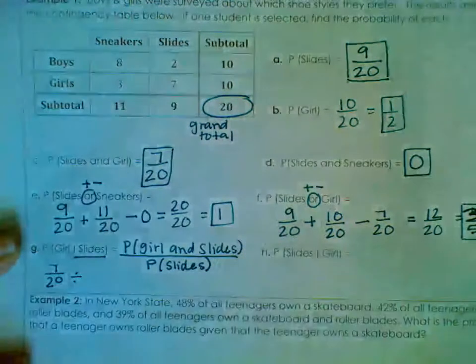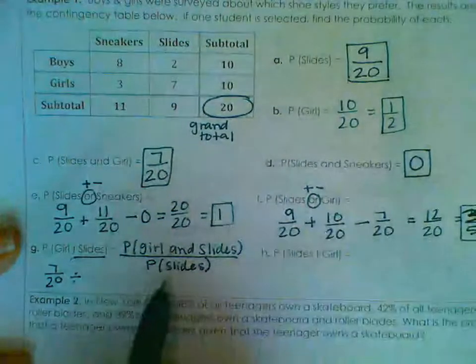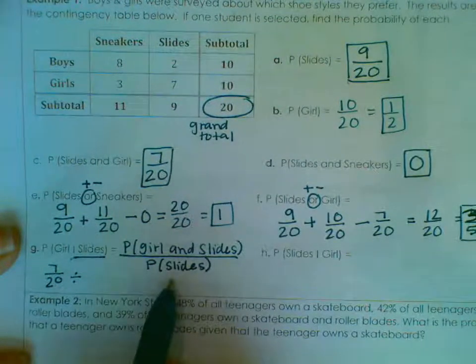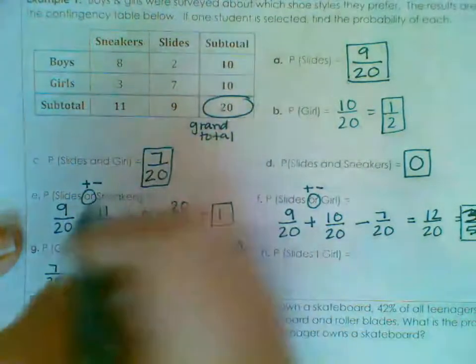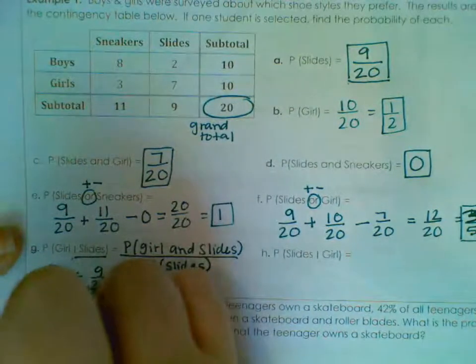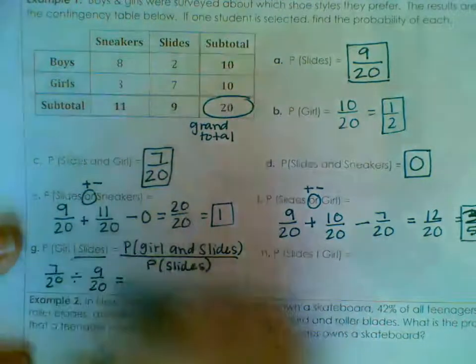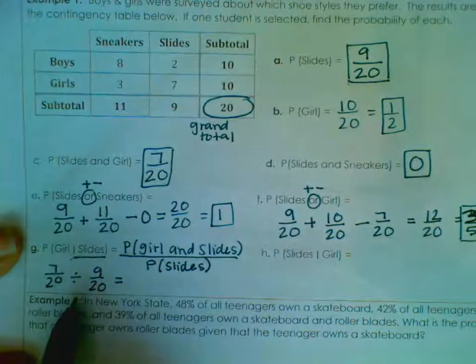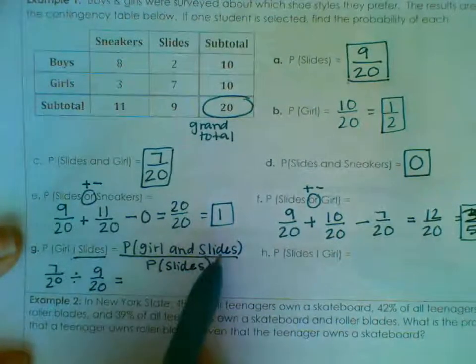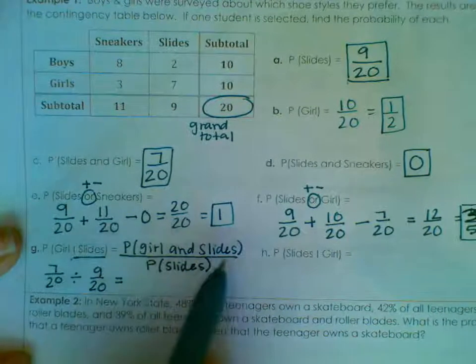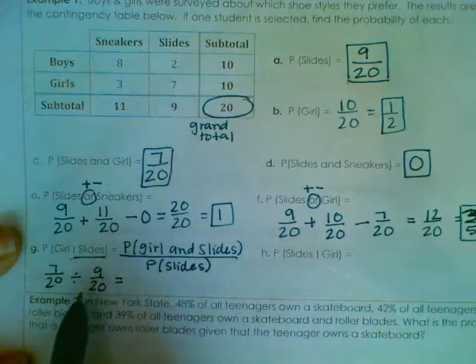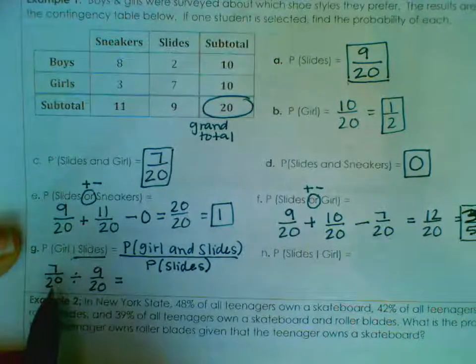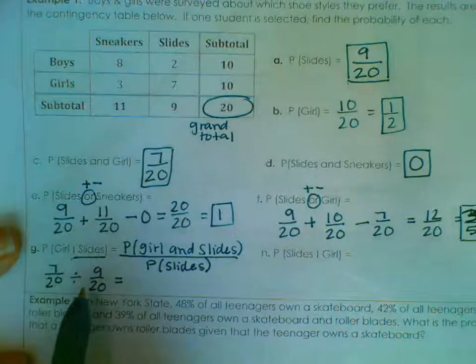Divided by, remember that's the same thing as the probability of just slides. So that would be 9 out of 20. Now you can put this in your calculator if you want. Remember, that's the same thing. This is girl and slides divided by slides, so we could write it this way if we want. Make sure the and is first, and then what is given is second.